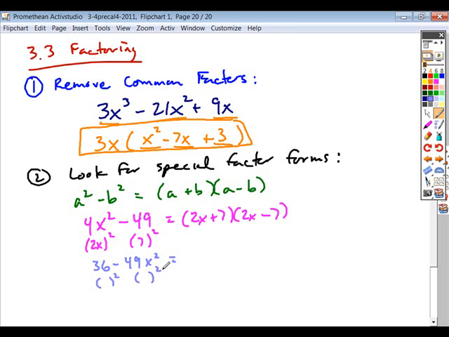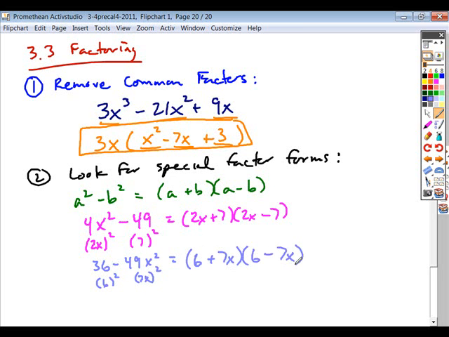Once again, you should recognize you have the difference of squares. What's the base being squared to get 36? And negative the 49x squared is 7x. So when you factor this out, you get 6 plus 7x, the sum of the terms, times 6 minus 7x, the difference of those terms.